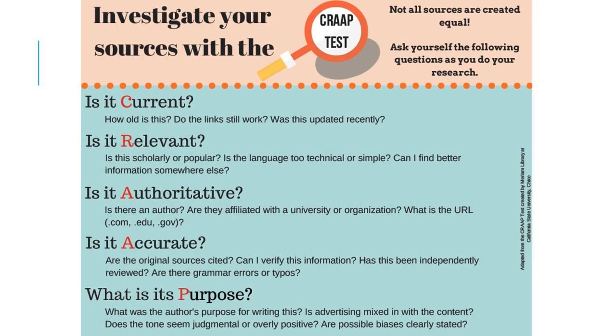Is it current? Current refers to how old a source is. If your article is more than 5 to 10 years old, the information may be out of date. If a website looks dated and hasn't been updated in years, that may not be a good sign either. Try finding the information elsewhere.